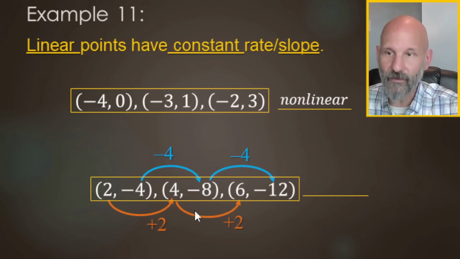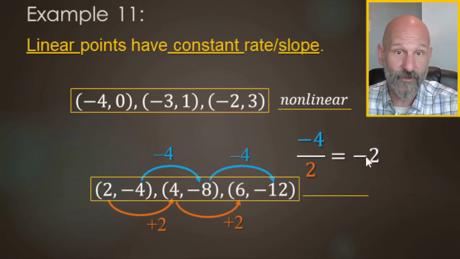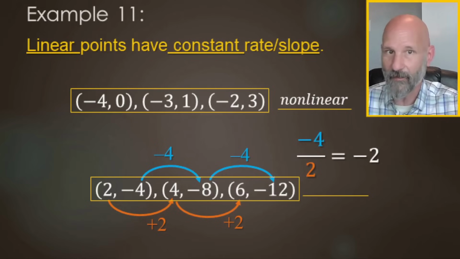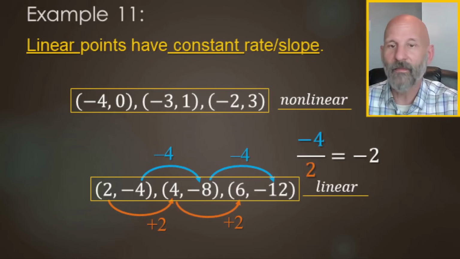So the rate or slope for this one would be -4 over 2. -4 over 2, well, it stays the same. -2 is your slope, and it stays the same. It's constant. Constant, stays the same, synonyms in math, okay? So yeah, this one's going to be linear.